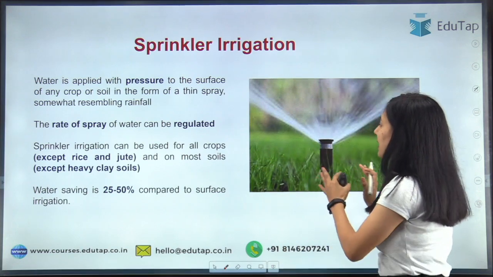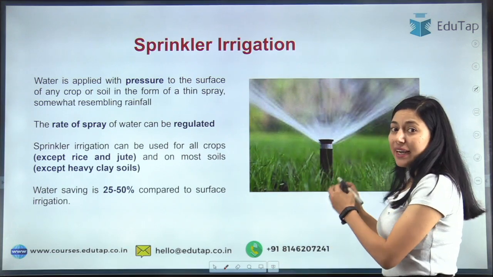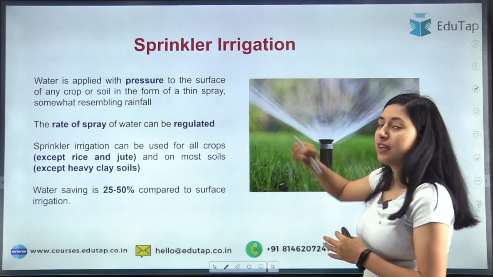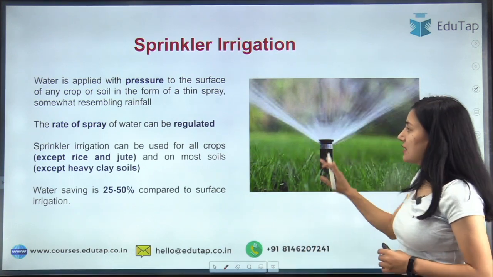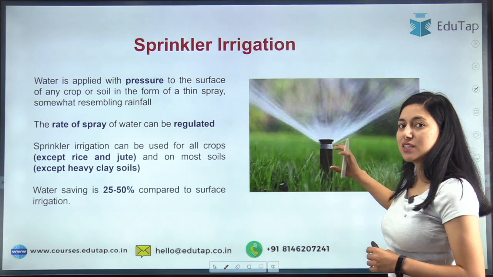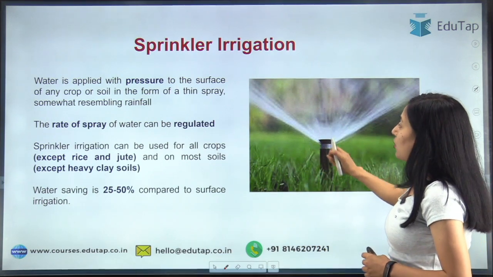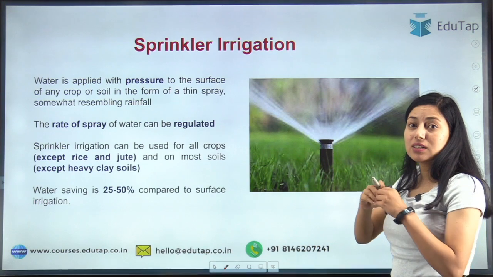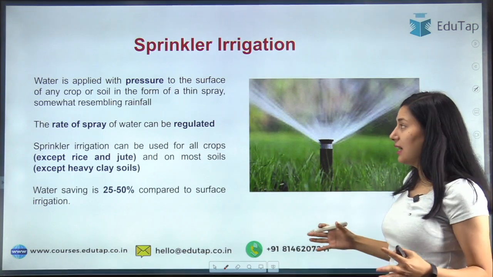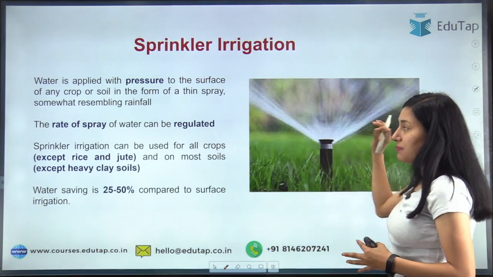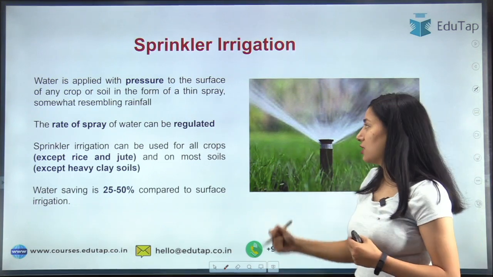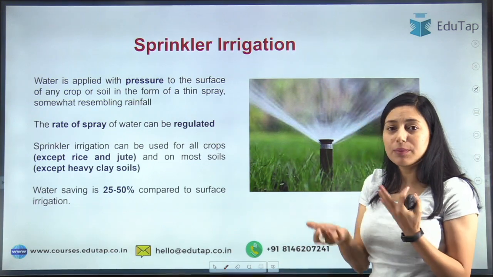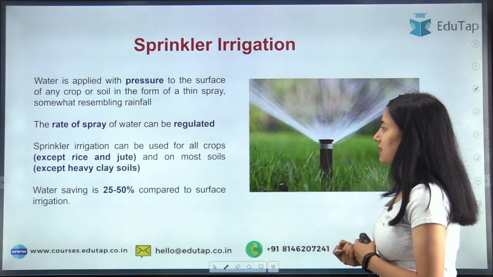But in sprinkler irrigation, water is being applied with pressure to the surface of soil or crop. Here you can see this is a sprinkler. This is the device which is called a sprinkler. It is spreading the water around the field with pressure, on the surface of crop or soil. So such type of irrigation is called a sprinkler irrigation system.